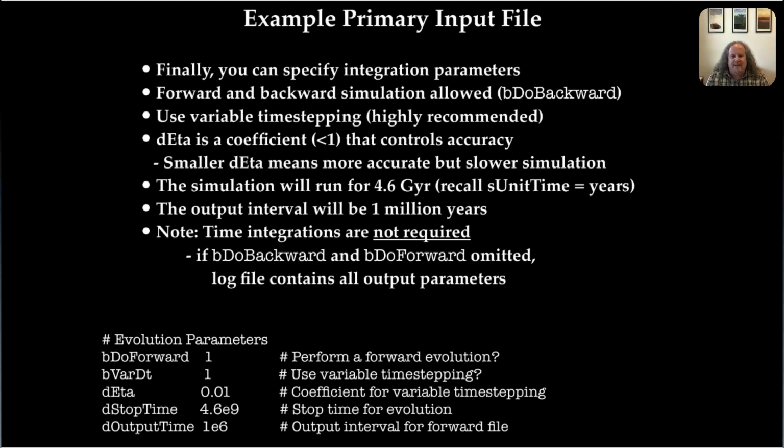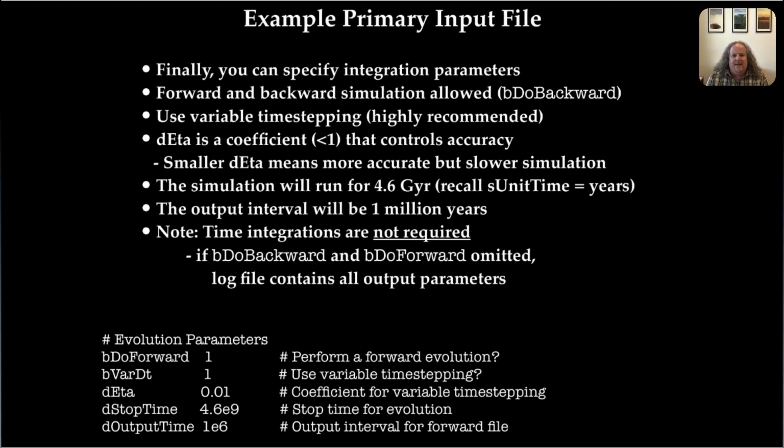Moving on, dStopTime is the length of time the simulation will run for, 4.6 billion years in this case. There aren't any units here, but remember that we set sUnitTime to years. And last is the output interval, which is set to 1 million years.